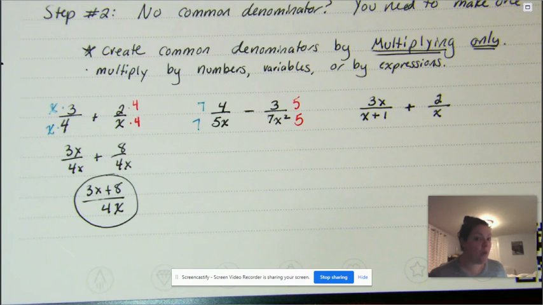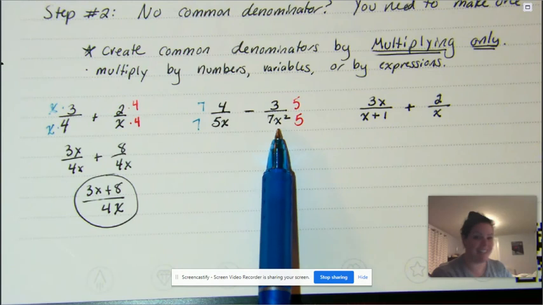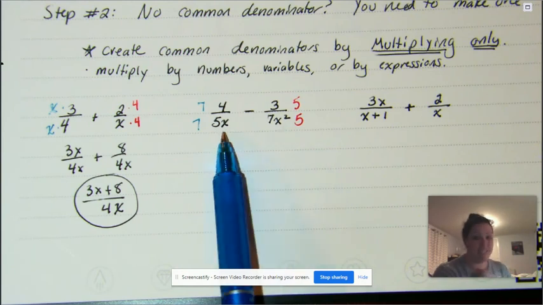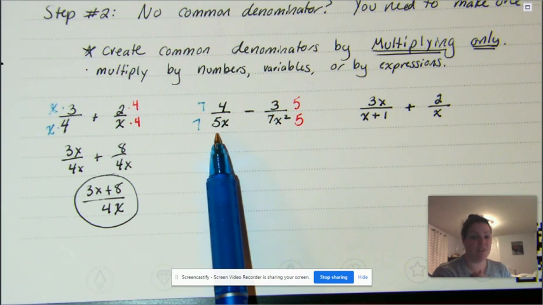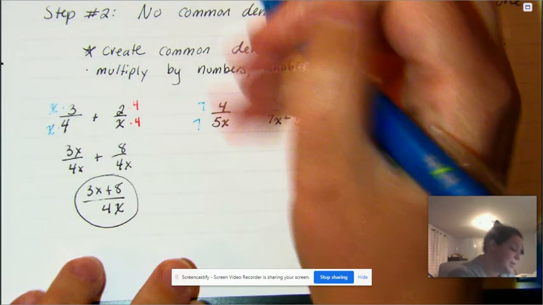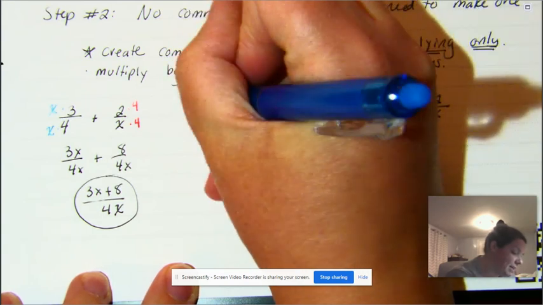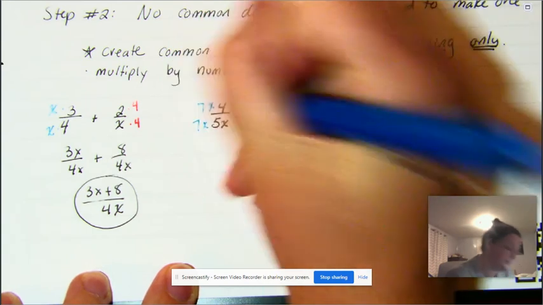Now, if you notice, they both have x's in them, but they don't have the same number of x's. The 7x squared has an x times an x. It's got two of them in there. So that means we need to make sure that there's two x's in the first fraction as well, an x squared. So we're going to make sure we also multiply not only by a 7, but by an x.